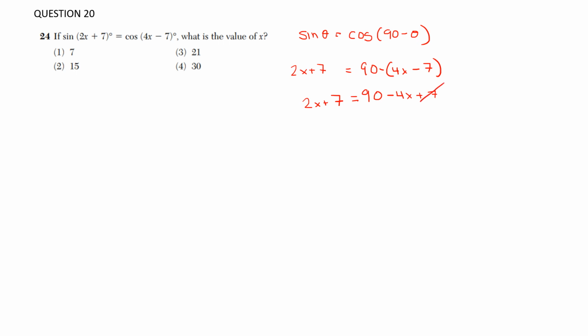We subtract 7 from both sides. We can add 4x on both sides. This cancels out. We get 6x equals 90. And dividing both sides by 6, we get x equals 15. Therefore, our answer is 2 here.